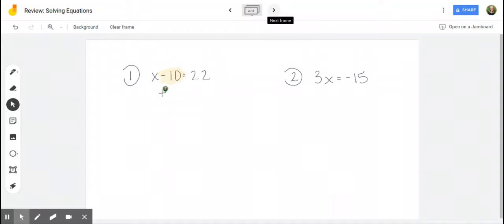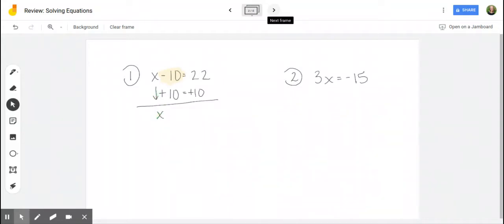adding, okay? So you're adding 10. But if you're adding 10 to one side of the equation, you have to add it to the other. Okay, we didn't touch the x, so you can just bring it down.